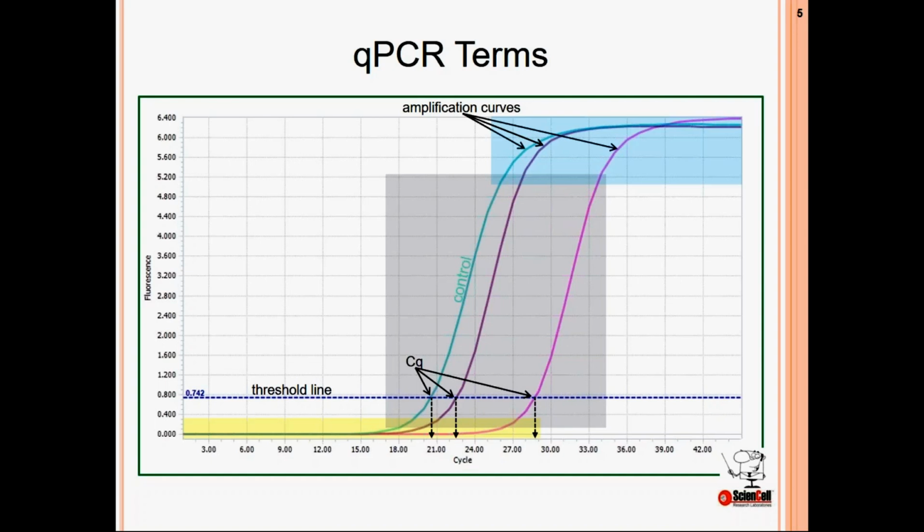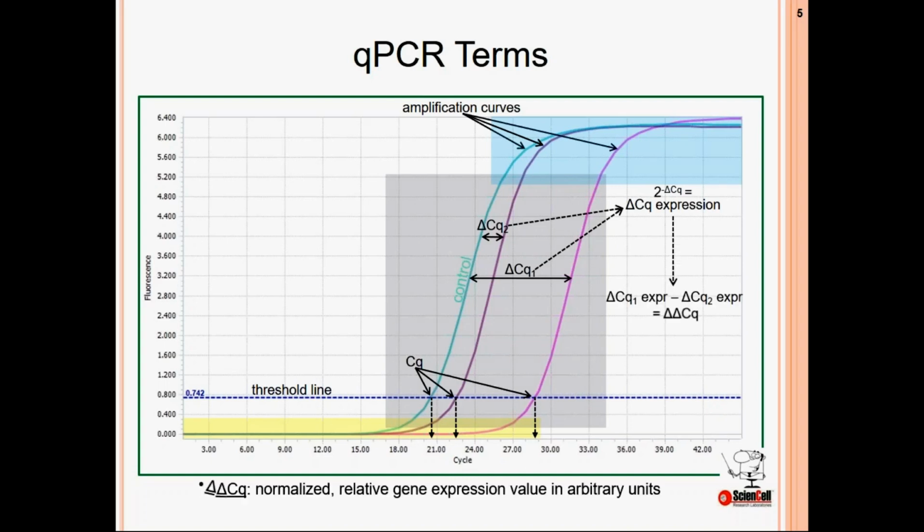Using the CQ values for each reaction, you can calculate delta CQ, or the difference between your sample and your reference or control genes. This is used to normalize your data internally. From delta CQ, you can obtain CQ expression for each gene by exponentially transforming it, and taking the difference of the CQ expression between two samples gives you delta delta CQ, or the relative difference in gene expression between those two samples. Delta delta CQ expression is typically what researchers use to determine percent knockdown or fold changes in gene expression.